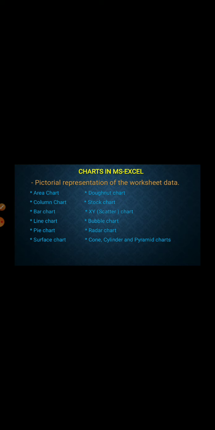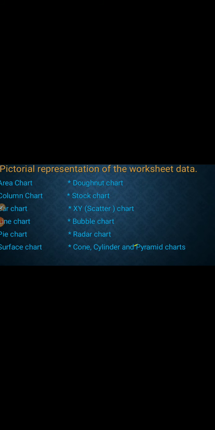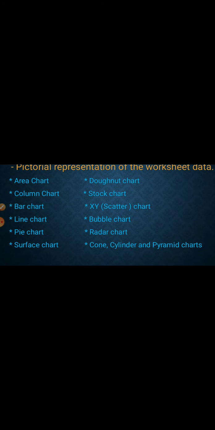Next lesson is charts in Excel. Pictorial representation of the worksheet data is known as a chart. There are different charts available. That is area chart, column chart, bar chart, line chart, pie chart, surface chart, donut chart, stock chart, XY scatter chart, bubble chart, radar chart, cone, cylinder and pyramid charts.